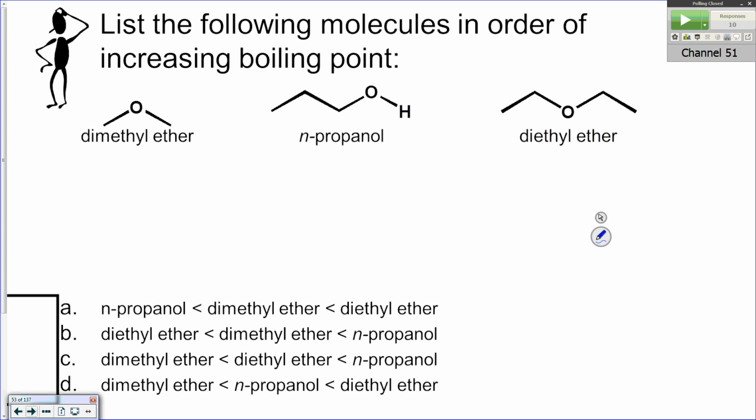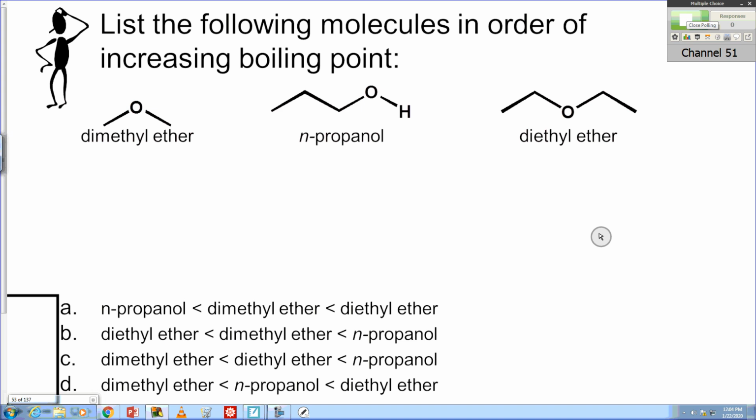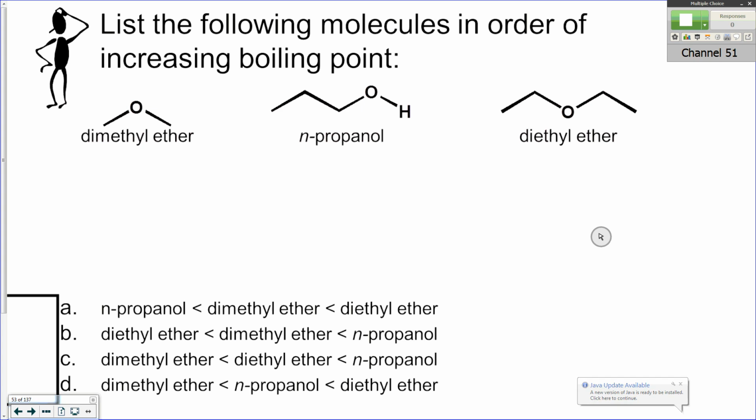Okay, so here's your clicker question for this. We want to arrange them in order of increasing boiling points. So the one that's going to be the highest is going to have the strongest intermolecular forces. The one that's going to be the lowest is going to have the weakest. So look at those three structures and figure out which one's the lowest and which one's the highest on the intermolecular forces.